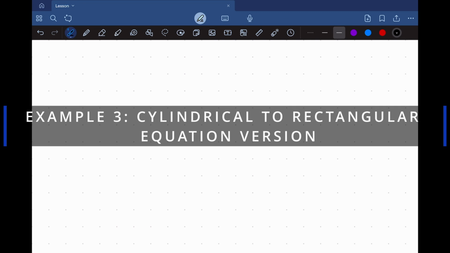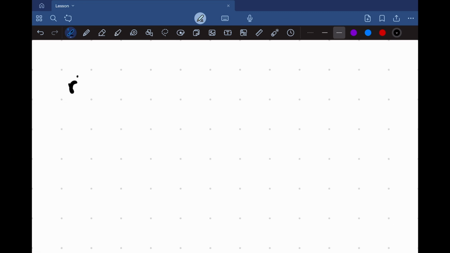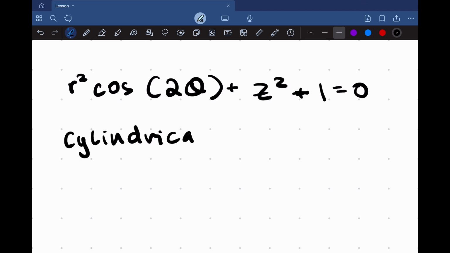Now applying the same principle, let's convert a cylindrical to a rectangular equation. We have this problem from Larson again. r squared cosine of 2 theta plus z squared plus 1 equals 0. So this is our cylindrical equation, and we want to convert it to xyz.